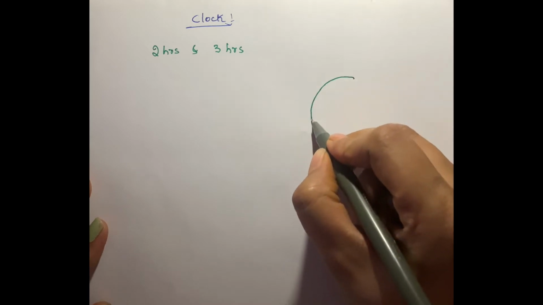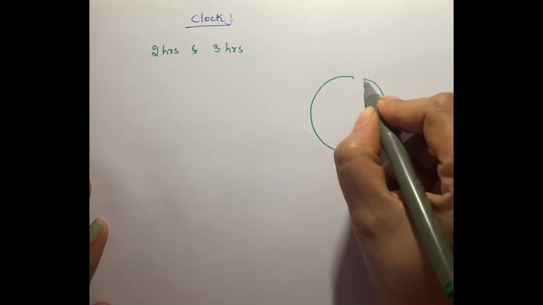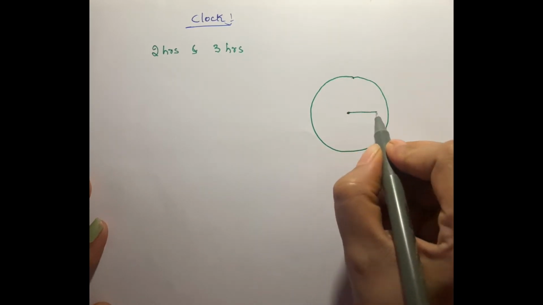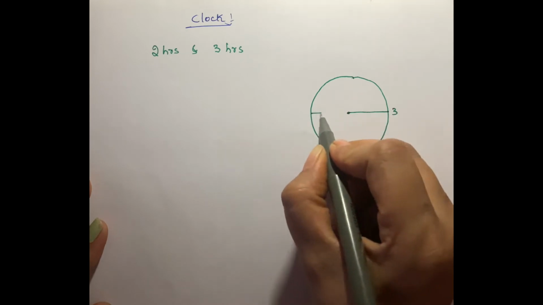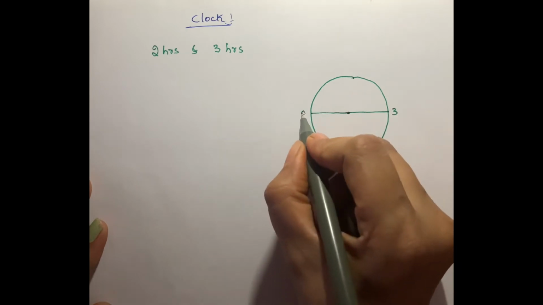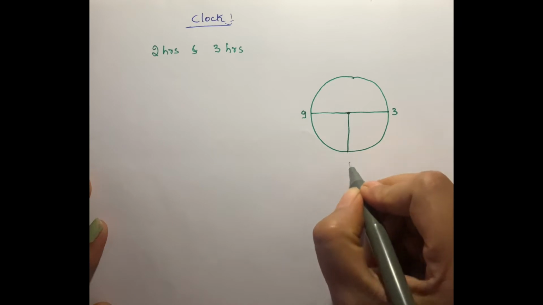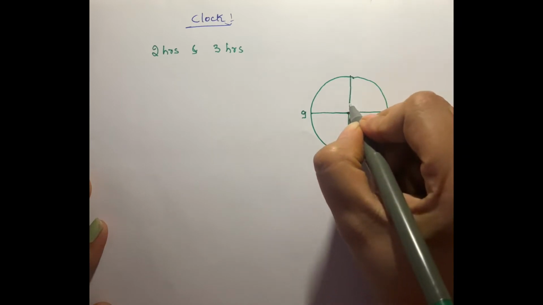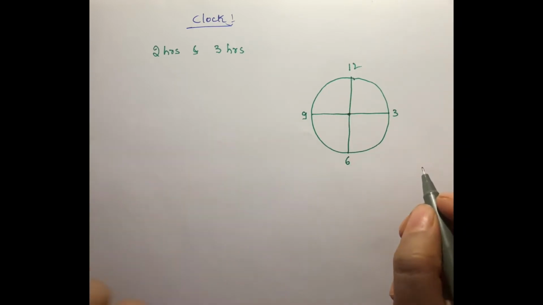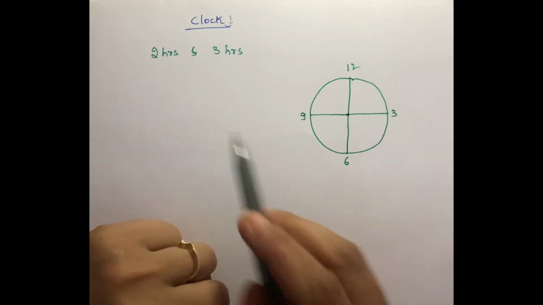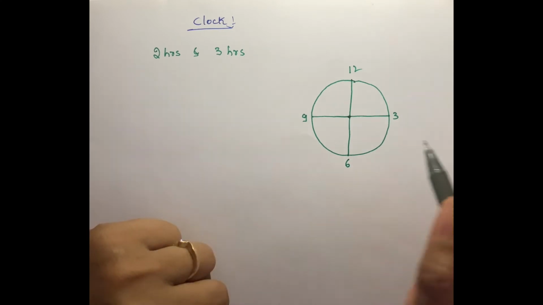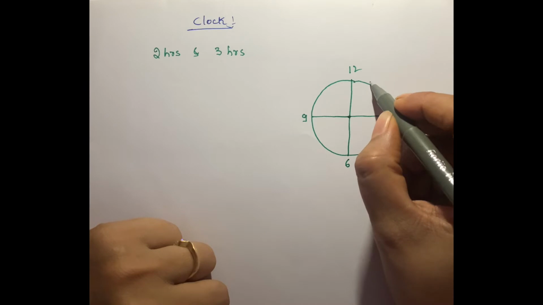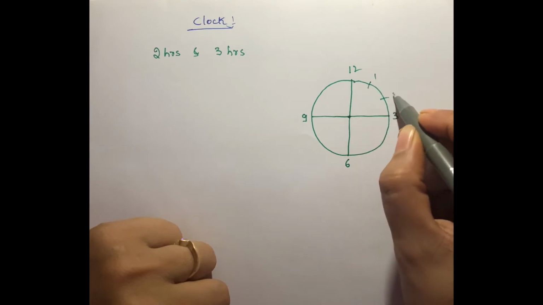See, we're again drawing a clock here. This is 3. This is 9, this is 6, and this is 12. See what happens. What I've written here, 2 hours and 3 hours, isn't it? So this is 1 and this is 2.